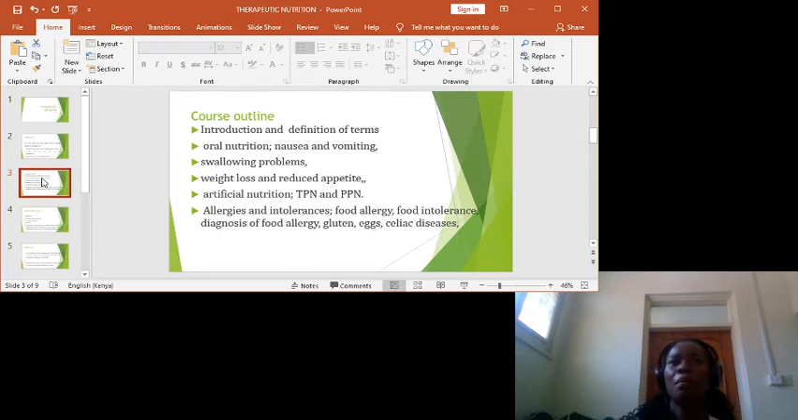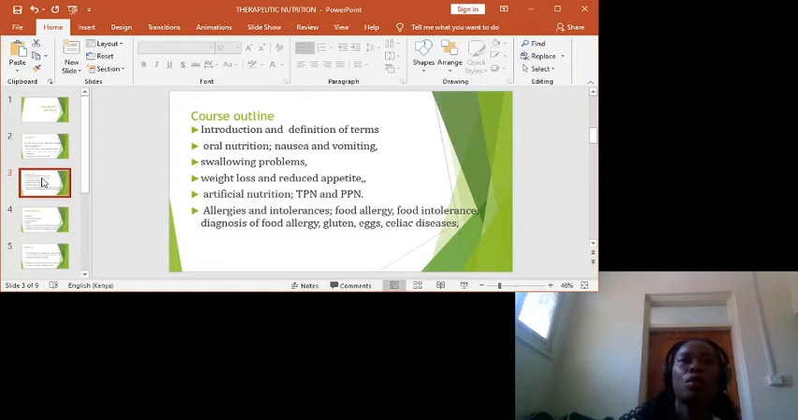In the mouth, we have problems of appetite, nausea and vomiting, oral nutrition. And then in the GIT, we have diseases like GERD, inflammatory bowel syndrome. And then we have weight loss, people who have reduced weight, excessive weight loss. And then we have thrush, issues of the mouth. We have also patients who are on parenteral nutrition, like TPN and PPN. We have patients who are on NGT.